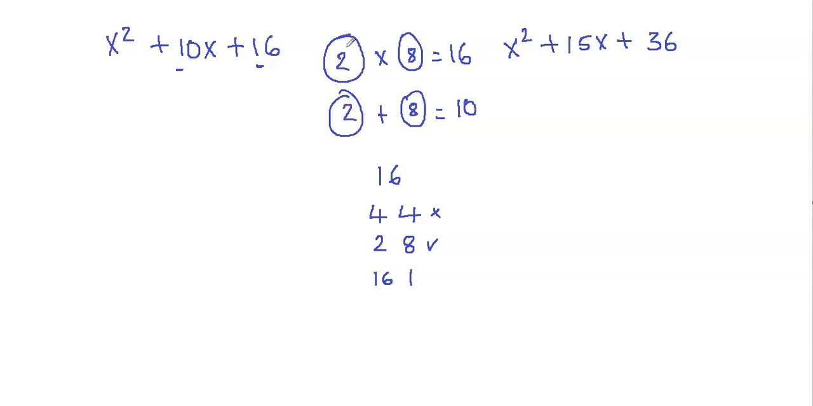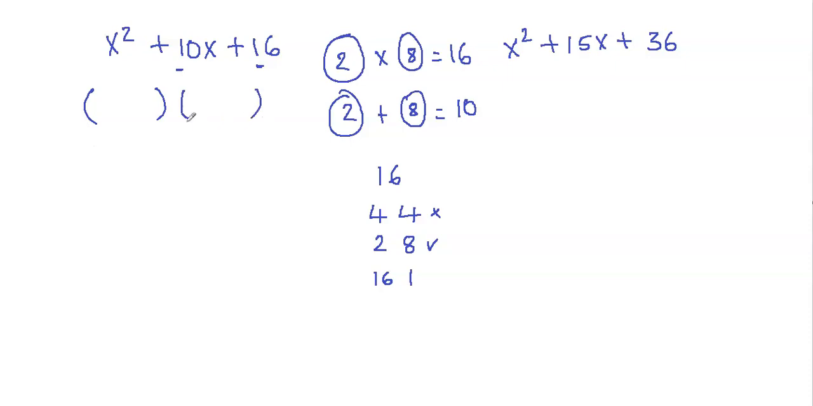And make sure the factors have to be the same. So if you are using 2 on top, you'll also have to use 2 here, and then the same thing with 8 here. You have to use the same factors along with their same signs. So this works perfectly well because 2 times 8 is 16 and 2 plus 8 is 10. We don't have to worry about the signs since all of them are positive. So now we know that our factors are going to be positive 2 and positive 8.